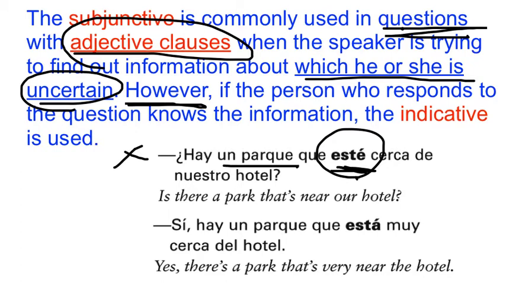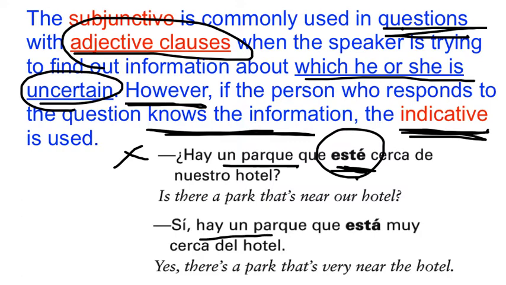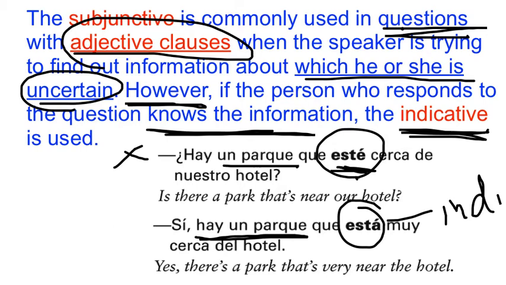However, if the person responding to the question knows the information, so let's say I'm responding, and I know that park exists somewhere, I'll use the indicative, and I'll say, sí, hay un parque, I know it exists, que está, indicative here. Indicative. Muy cerca del hotel.